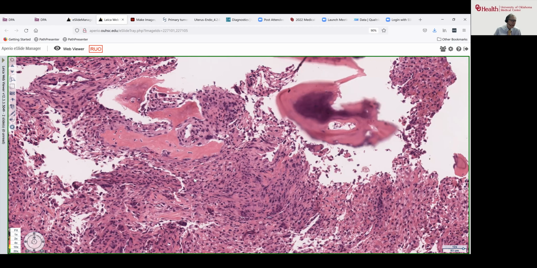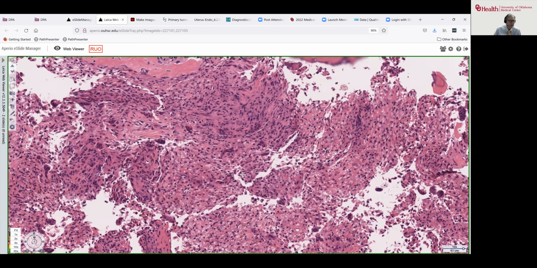So as the lesion tries to be contained, you'll get a little bit of eggshell type bone at the margin of this lesion. And that was evident in some areas on the radiographs, as you'll recall, toward the periphery of this lesion.